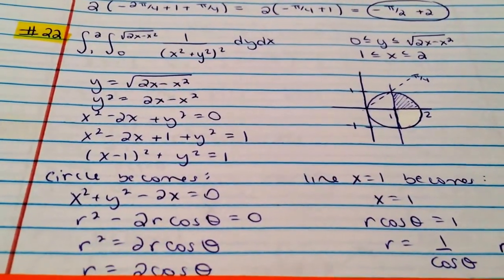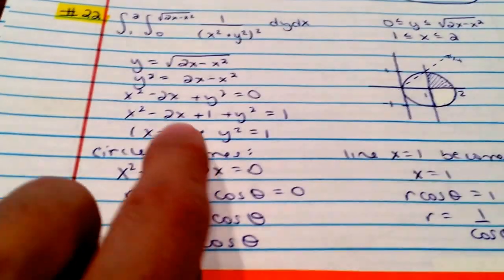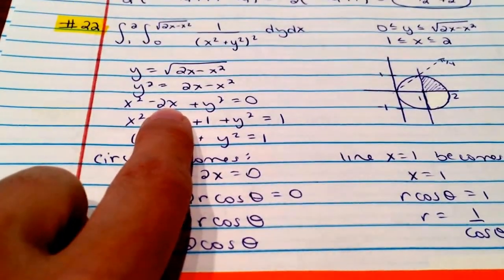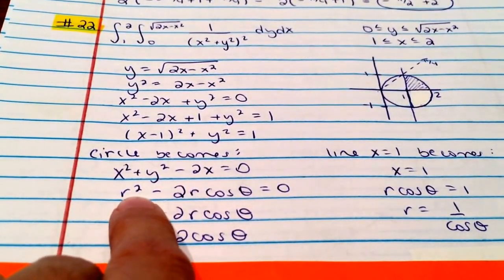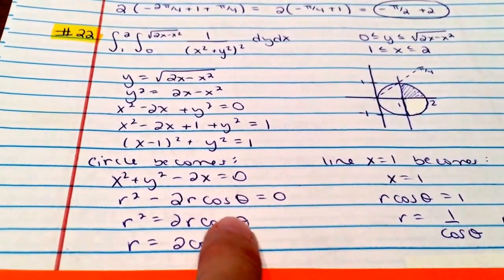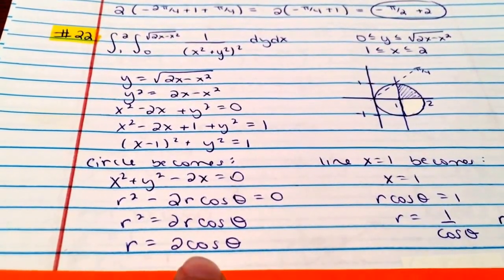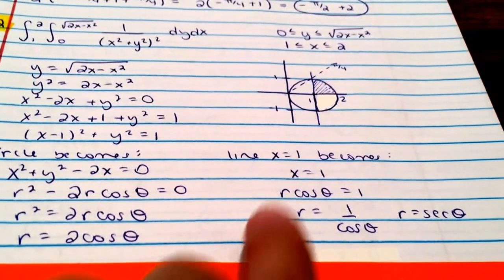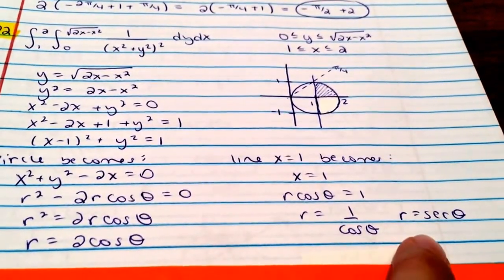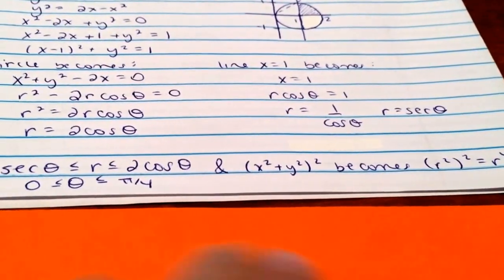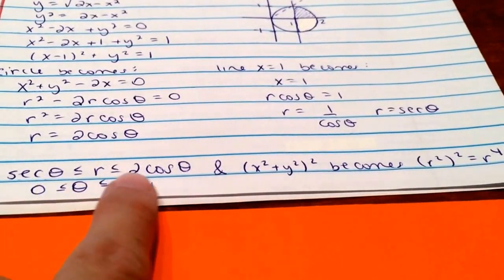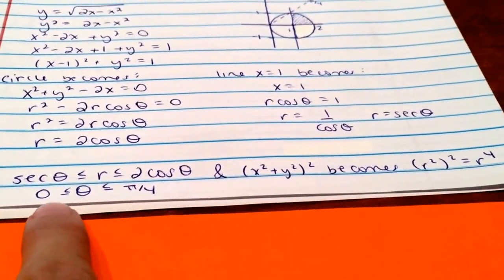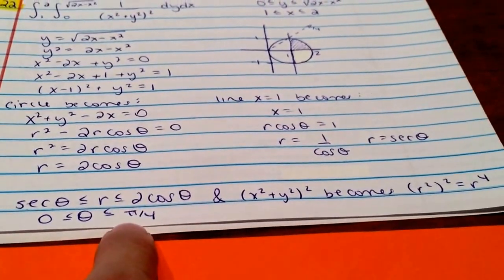So the circle, notice I just did a little bit of rearranging. Go back up here and put the x squared plus y squared together. So x squared plus y squared minus 2x. x squared plus y squared is r squared. x is r cosine theta. And then I move this over, divide both sides by r, and I get r is 2 cosine theta. x equals 1, we've done this before, r is secant theta. So here are my bounds. I have the line on the left and the circle on the right. And then my theta is between 0 and pi over 4.